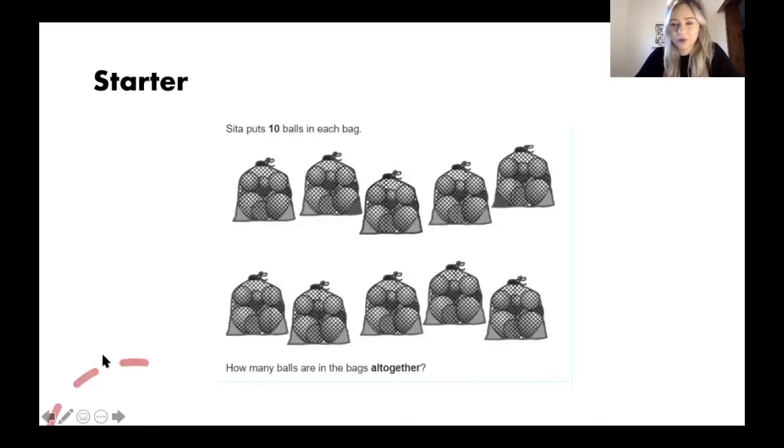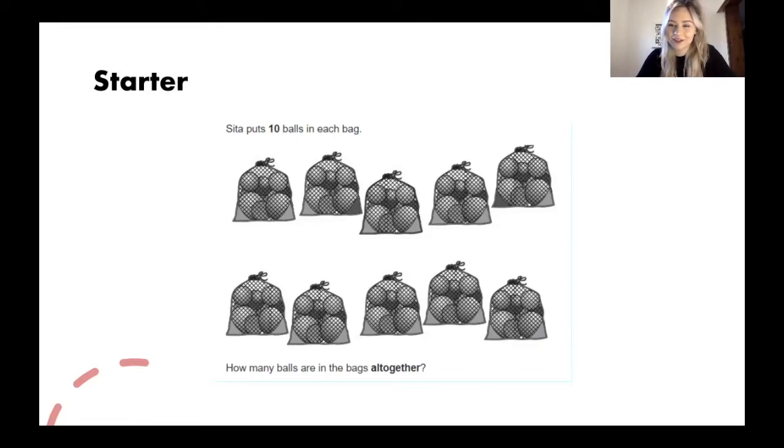Now, before we start looking at pictograms, here is a little starter to get our brains warmed up. This is an example test question. It says Sita puts 10 balls in each bag. How many balls are in the bags altogether? Pause this video here to solve the question.